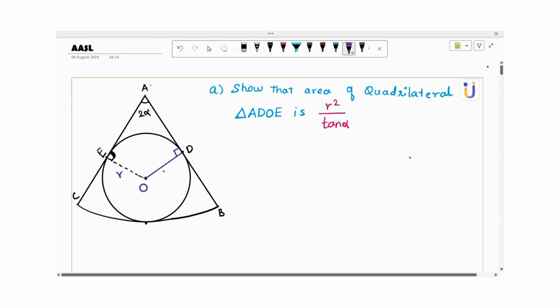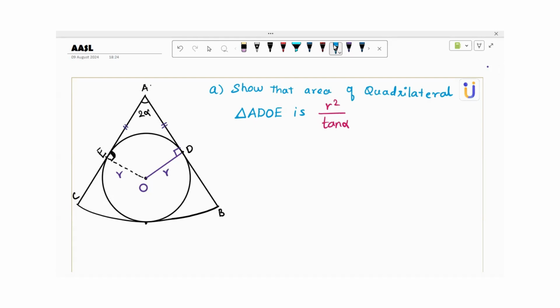Right? Why am I saying kite? This is R, this is R. Lengths of the tangents from an external point are equal, so EA and AD are equal. When adjacent sides are equal, it is a kite. So we can directly use the properties of a kite to solve for angles and sides. Okay, coming back to this.